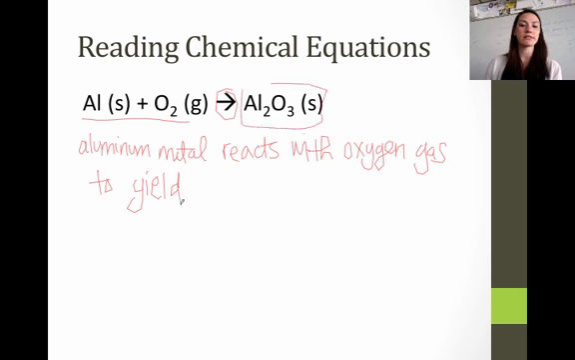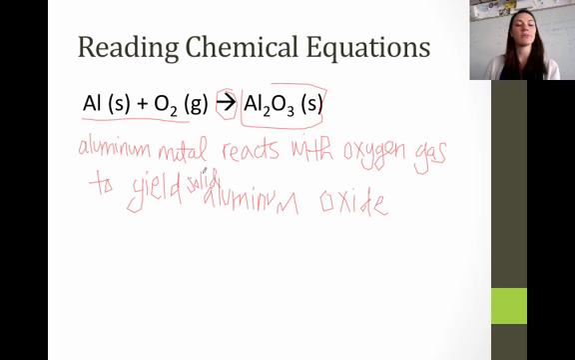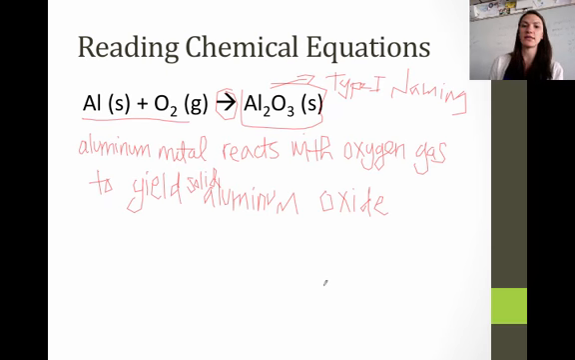And then we just need to name this: aluminum oxide. We could even write solid aluminum oxide. Something important is that this is type 1 naming, so you're going to have to remember your naming. That's it. Awesome job. We'll do some practice in class tomorrow.